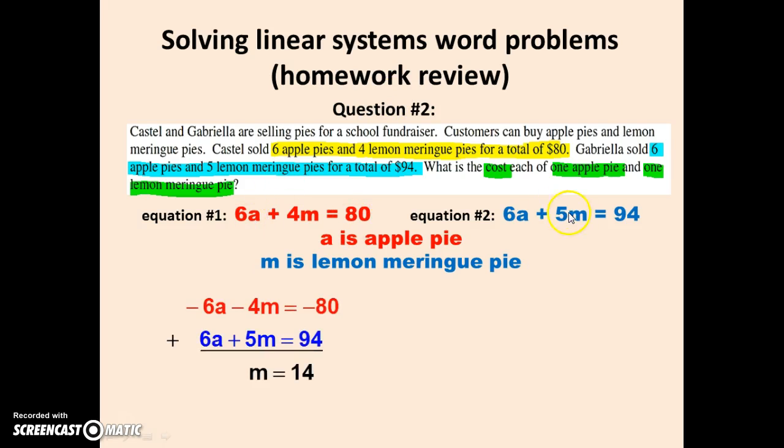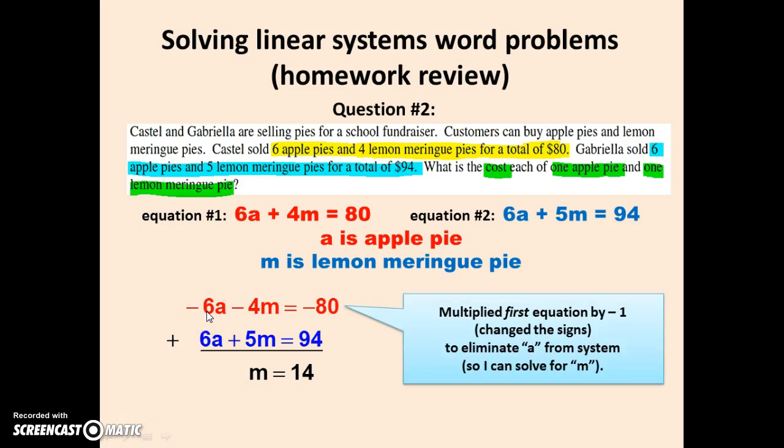Now, if I were to add these 2 together, once again, you can see nothing's going to eliminate here. 6 plus 6 is 12. 4 plus 5 is 9. That's not going to work. But what did I do? I decided to multiply the first equation by -1. Basically, just doing what? Changing the signs.